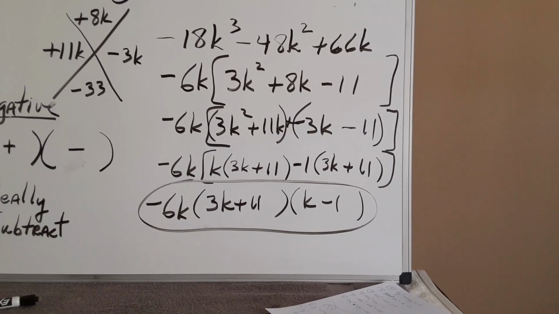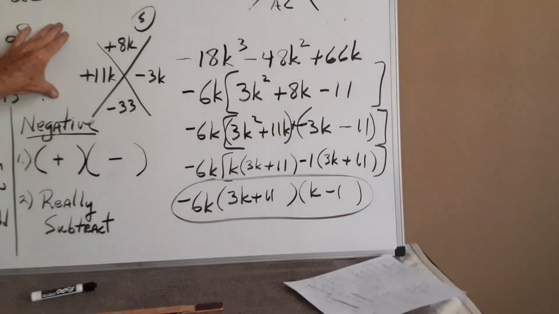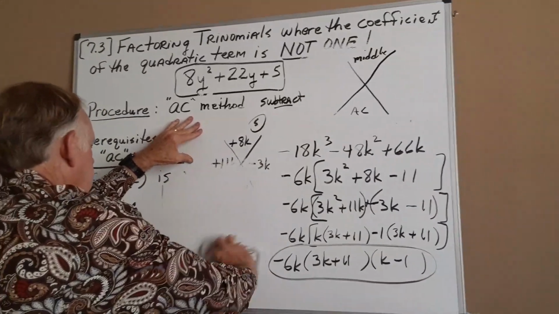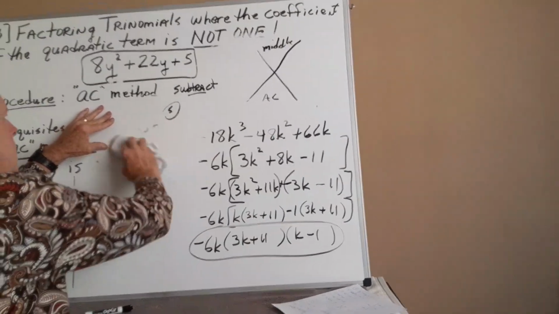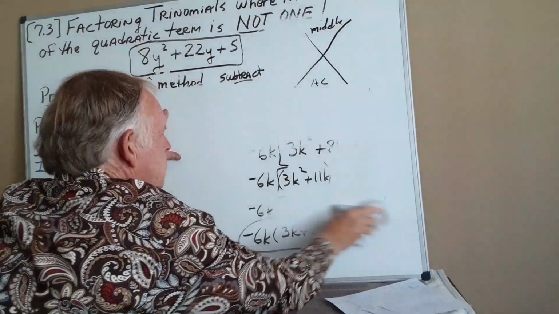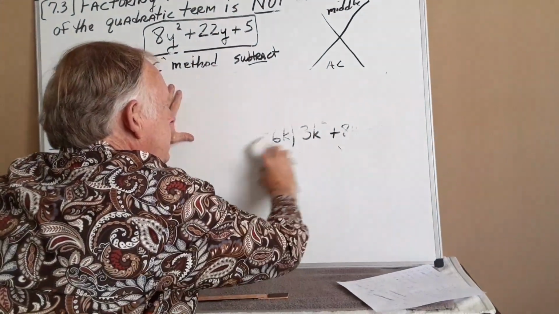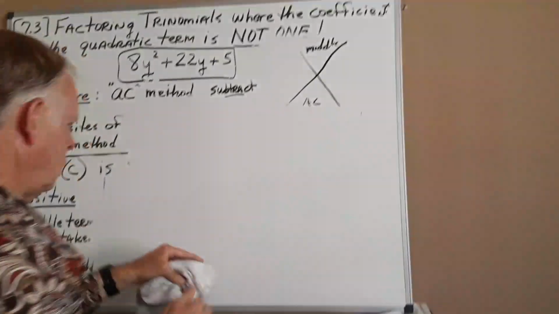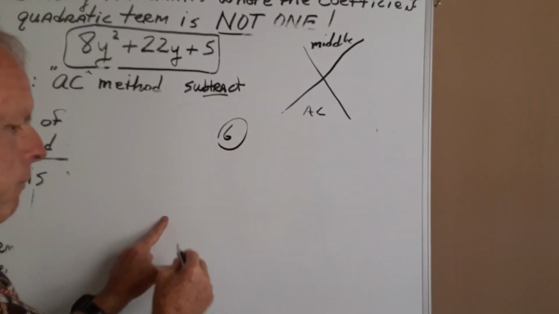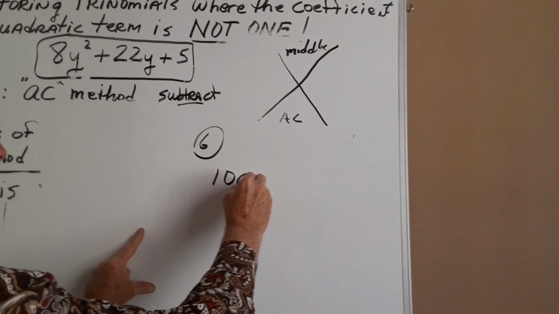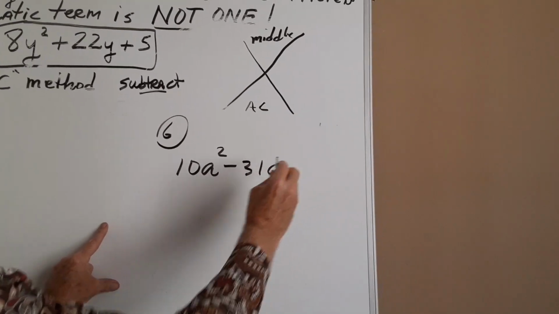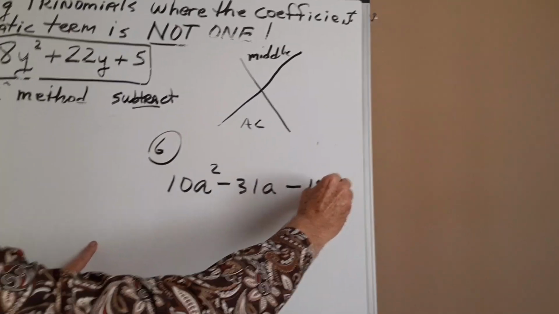Now we're going to share one more. It might rack the brain just a little bit as we do this one. I'm going to give a little bit of extra room. You never know what you're going to be confronted with when you are factoring a trinomial where you are using AC. Number 6, the final one: 10a squared, negative 31a, negative 14.